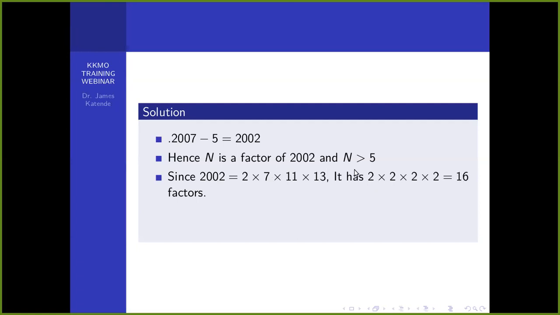So there's a general technique for this. This gives you 16 in total. If you impose the condition that n should be greater than 5, then you have to knock out the factors 1 and 2. Therefore you have 2 fewer factors to consider. That means the number of possibilities is exactly 14. So there are 14 possible values for n.